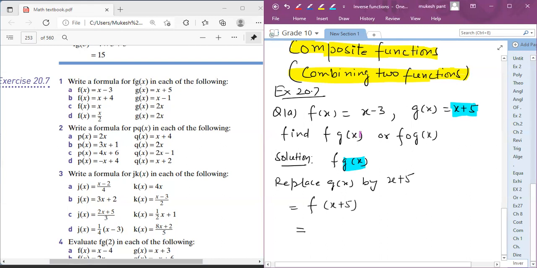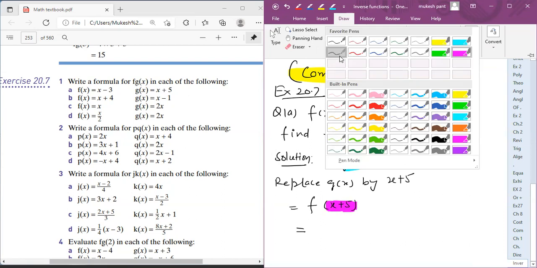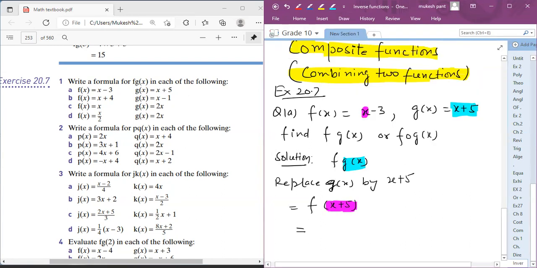What will you replace? Is it g or is it f? Yes, g(x) is replaced, this is g. And now what will you replace in f(x)? How do we open f(x)? We open f(x) as x - 3. So what I will write here, I'm writing again, f(x) equals x - 3. So in the place of this x, you will write x + 5, and then minus 3.